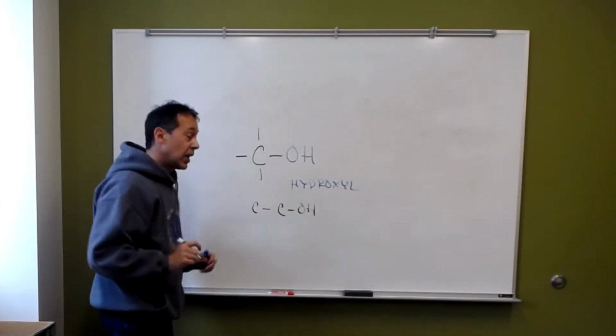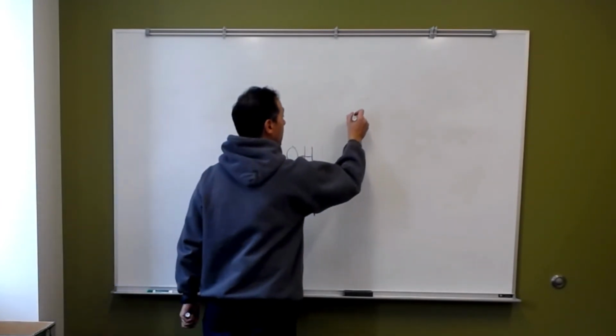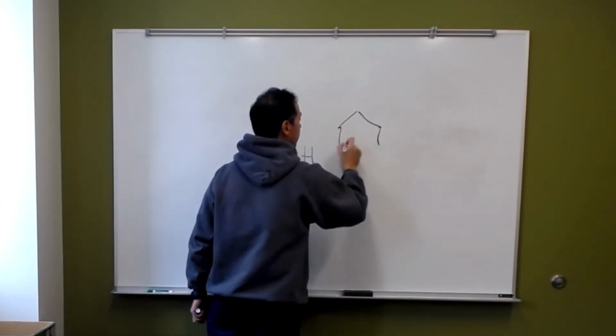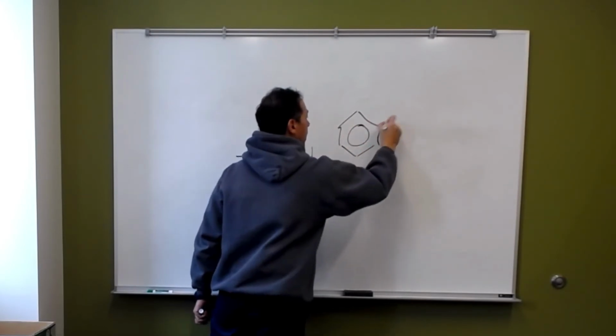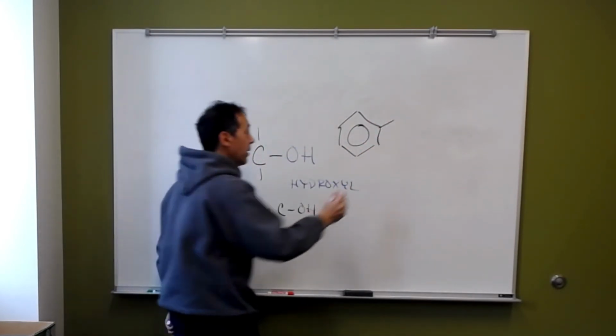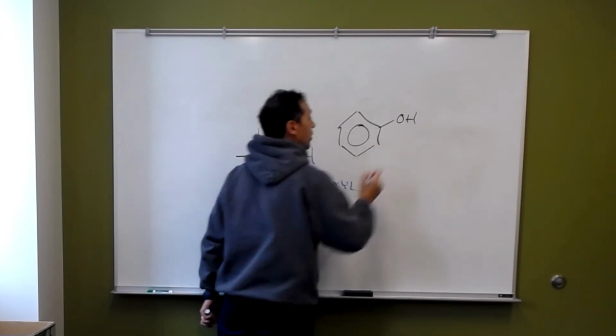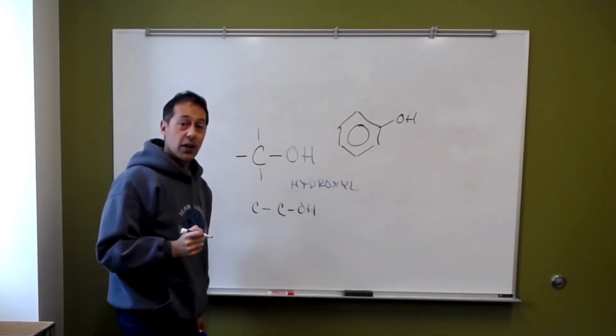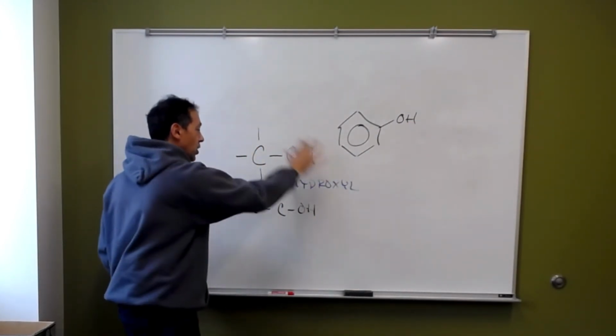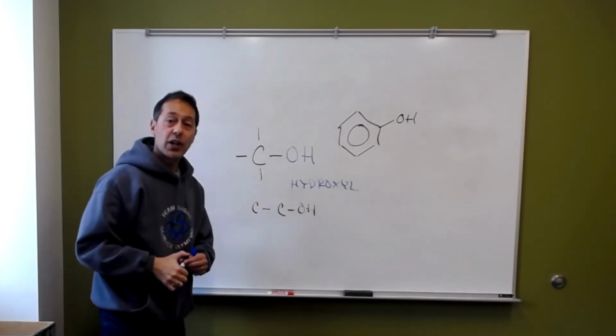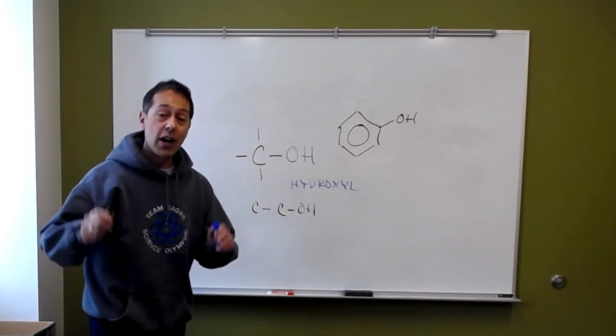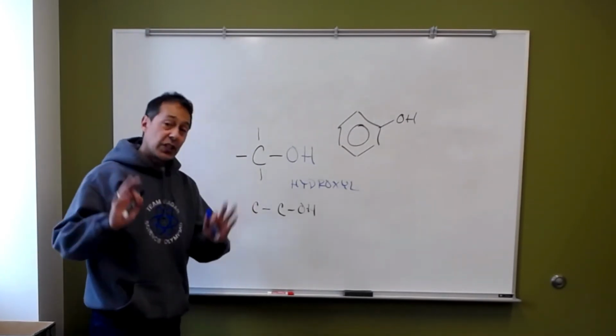Or if, for example, we had a benzene ring like this, and we put a hydroxyl group on there, OH, this also makes it an alcohol. So all of these structures here, as long as they have the hydroxyl group, makes them an alcohol. Now some things to keep in mind.